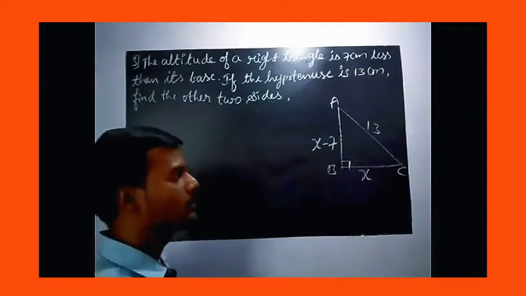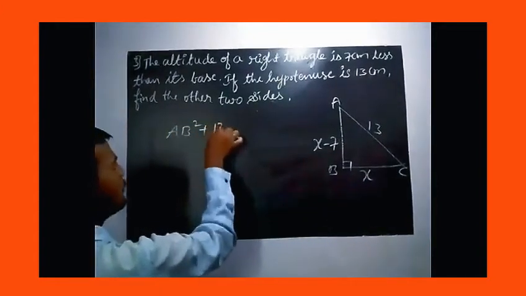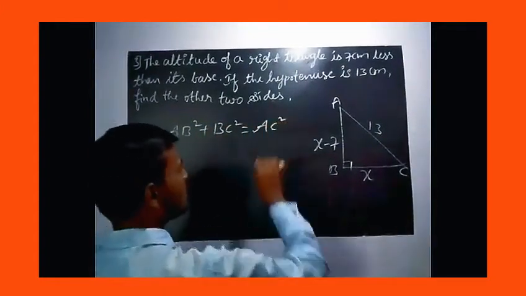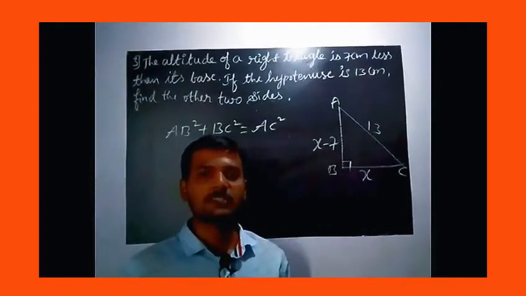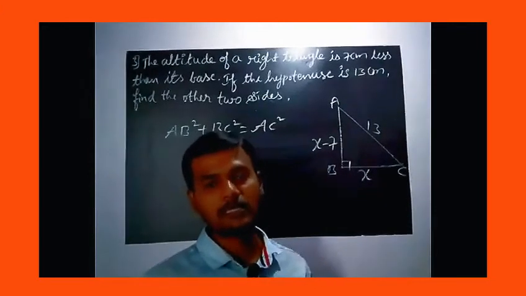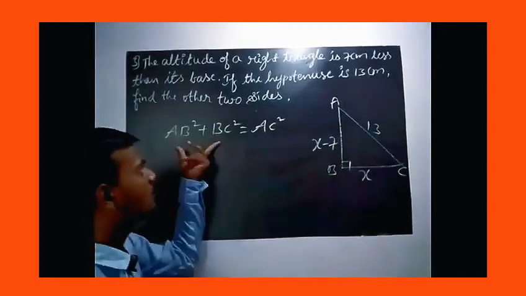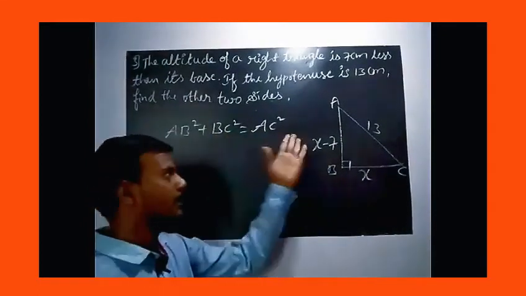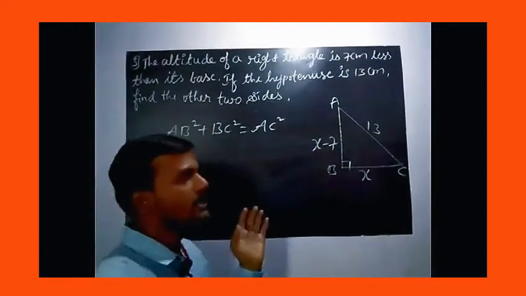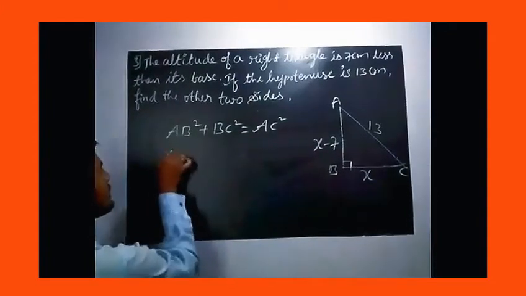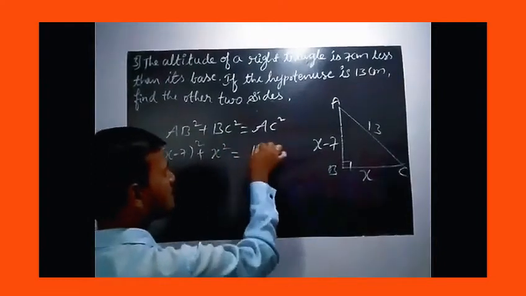Let us apply the Pythagoras theorem here. AB square plus BC square is equal to AC square, because the Pythagoras theorem states that the square of the hypotenuse is equal to the square sum of the other two sides. Here the square sum of the other two sides is AB square plus BC square, and the hypotenuse is AC square. So apply here: AB means x minus 7 whole square plus BC means x square, which is equal to AC, that is 13 square.